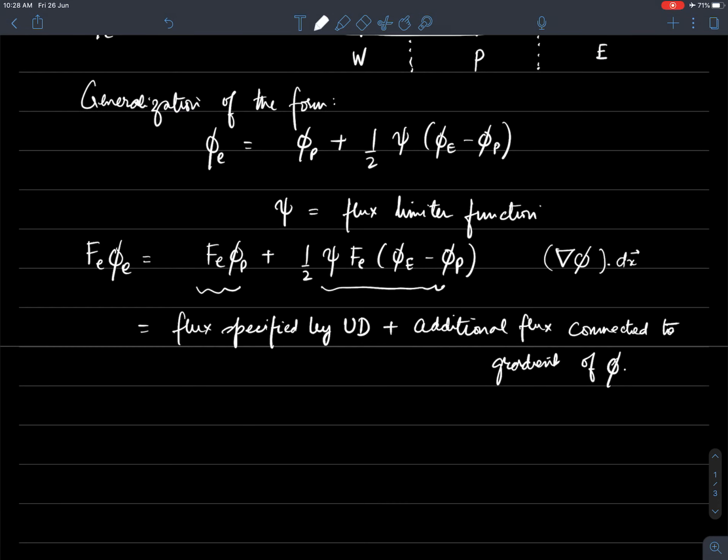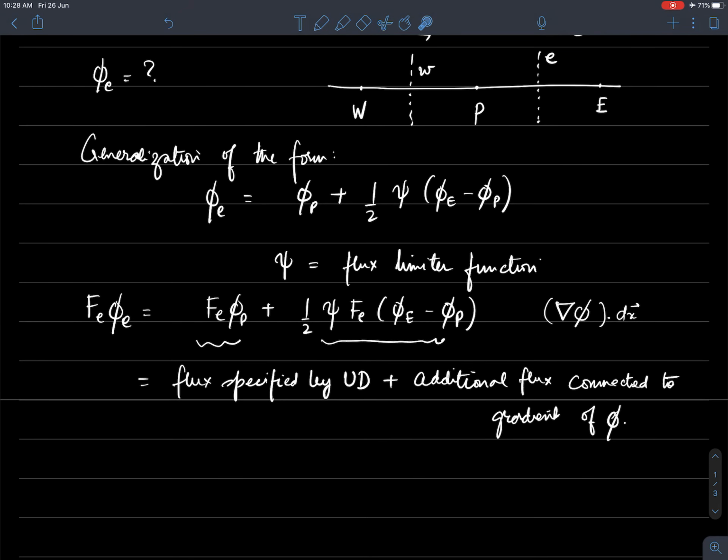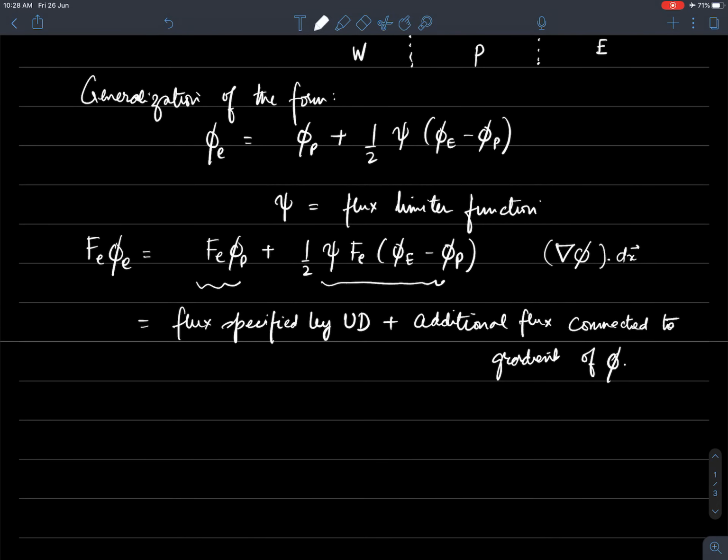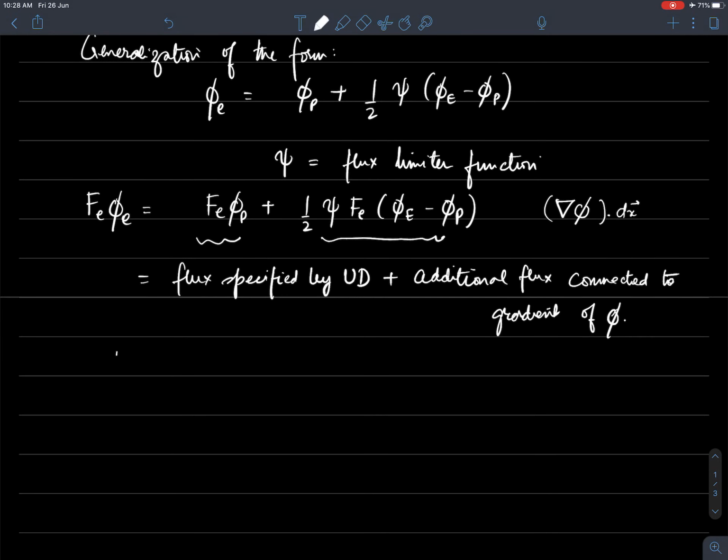And why am I saying it's gradient of phi? Because remember, I'm talking of phi E, and if I had to calculate the gradient at this phase, I would need phi E and phi P. So that is the reason we are saying it's something connected to the gradient at this phase. Now, one thing you can notice is that if psi was 0, phi E becomes phi P, and you have seen this earlier, this is essentially the basis for the upwind differencing.